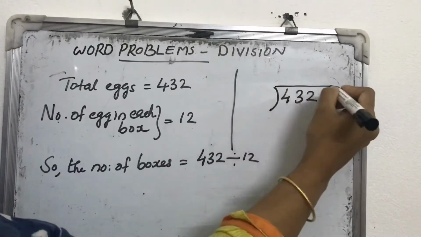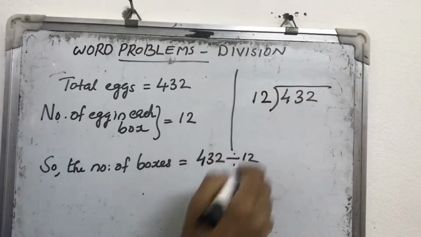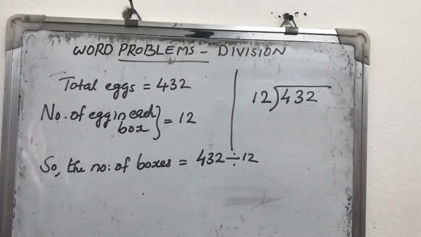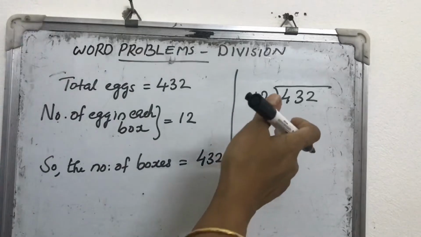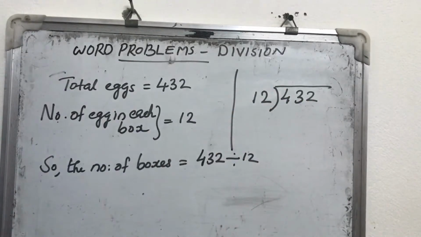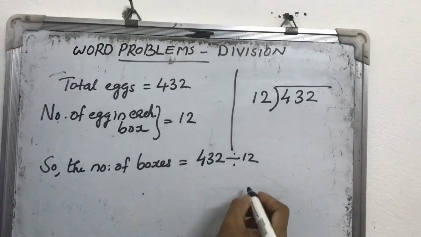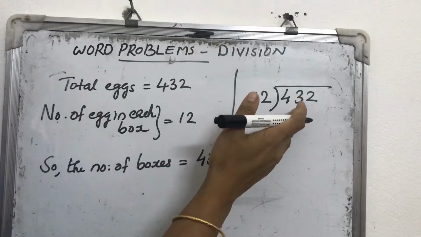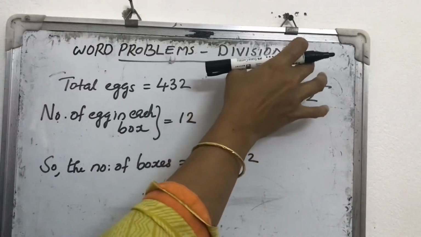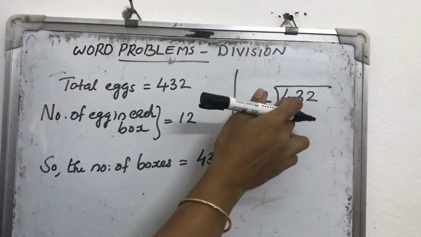432 divided by 12. This is a division by a 2-digit number. When we divide 432 by 12, what answer will we get? Here, if we round the number 432, we will get 430, and when we round 12 to the nearest 10, we will get 10. If you know the answer, you can do it directly, no problem.